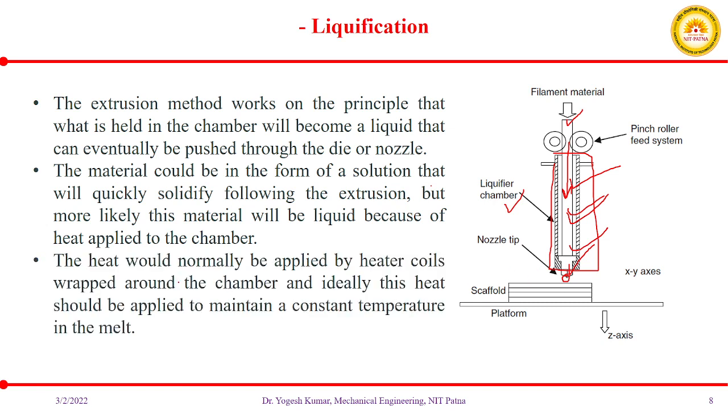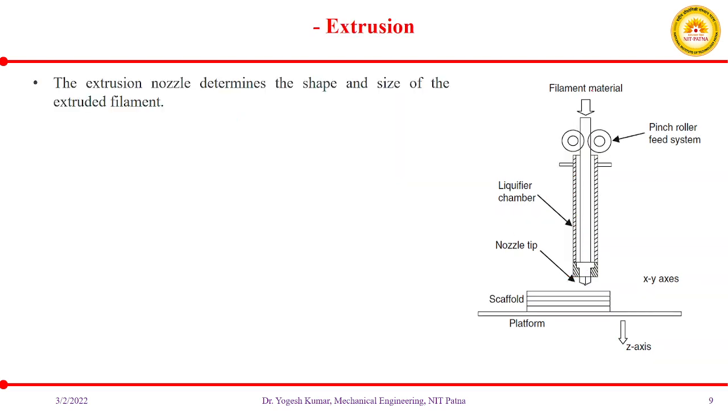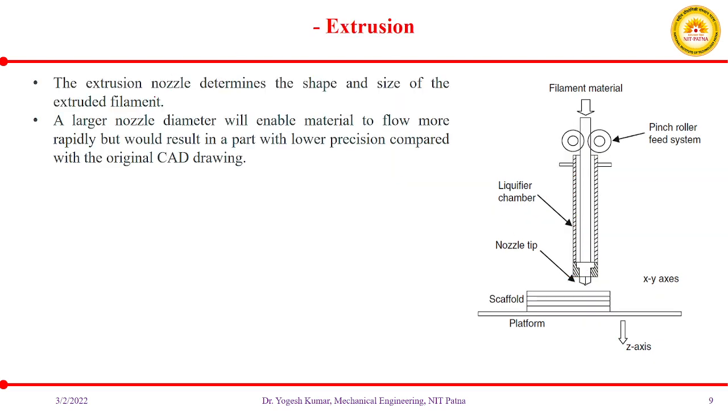The heat would normally be applied by a heating coil wrapped around the chamber. So here you can see some heating coils which are wrapped around this chamber. These are indicative of the wrapping of heating coils, which are basically responsible for melting your filament material, or the material which needs to be extruded. Let's move ahead. The extrusion nozzle determines the shape and size of your extruded filament. It is quite sure.